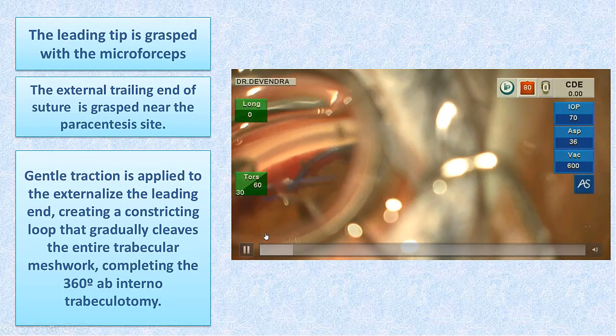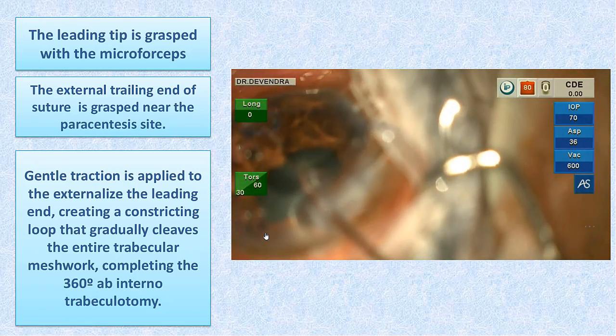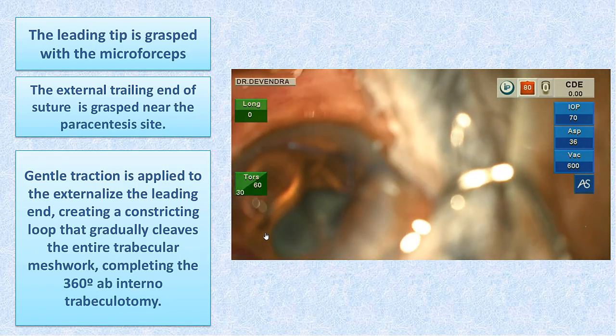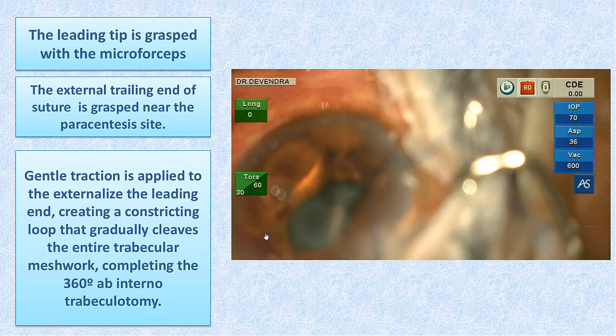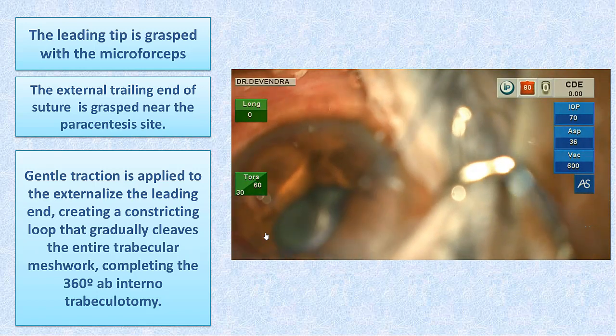The leading tip is grasped with the microforceps. The external trailing end of the suture is grasped near the cannula site. Gentle traction is applied to externalize the leading end, creating a constricting loop that gradually cleaves the entire trabecular meshwork, completing the 360 degree ab interno trabeculotomy.